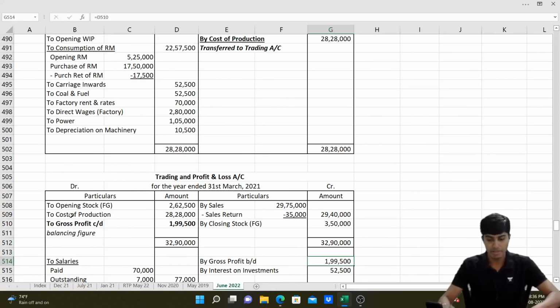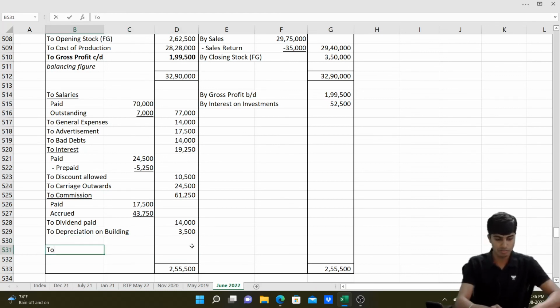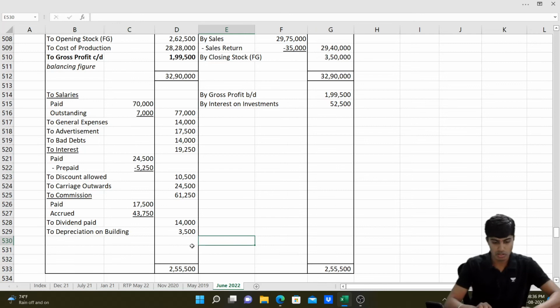here on the credit side as gross profit, and this gross profit and this interest on investments I will total it up to arrive at 2,52,500, and I'll write the same in here to find my net profit. How much is my net profit? I think it's going to be net loss. The debit total is 2,55,500. Oh, sorry, net, yeah, net loss, that is 3,500. Net loss carried on is 3,500.